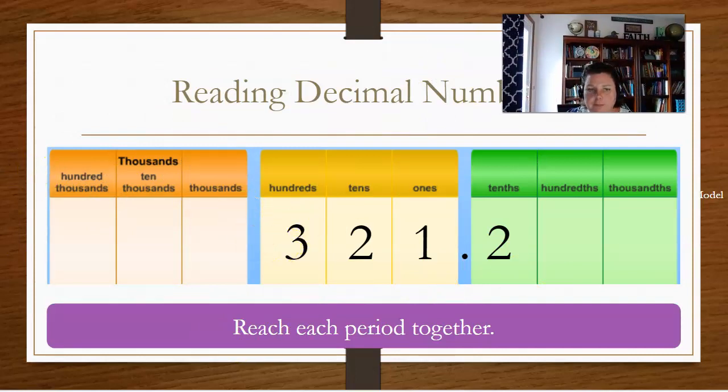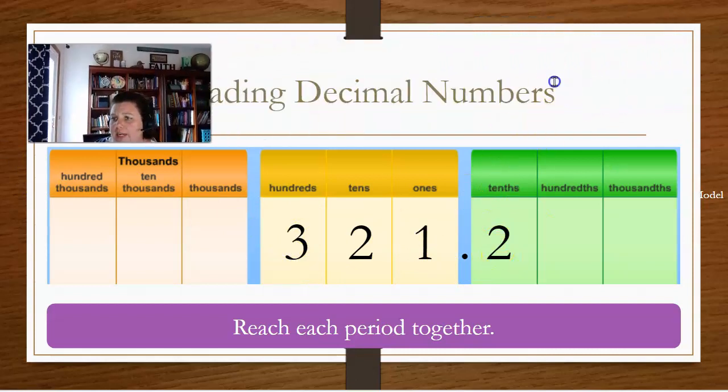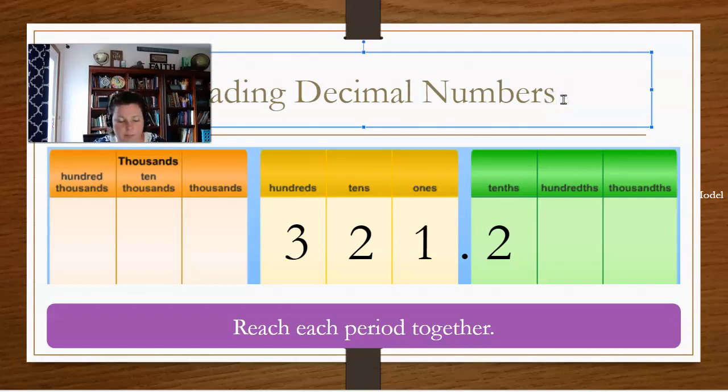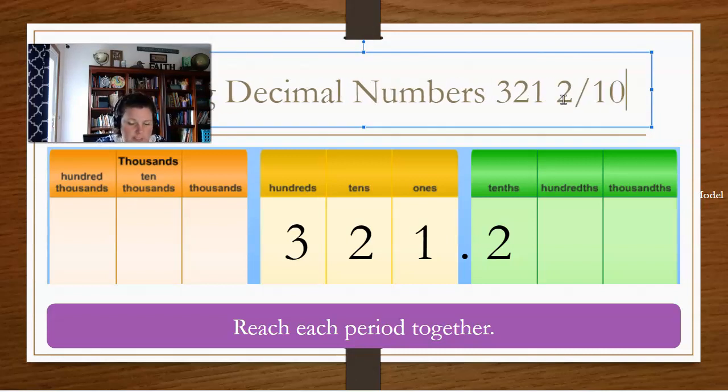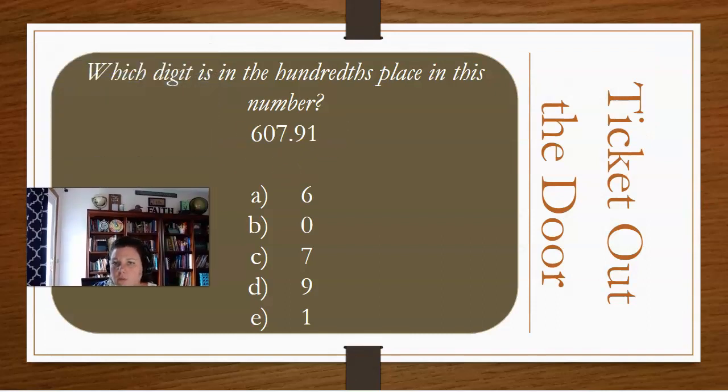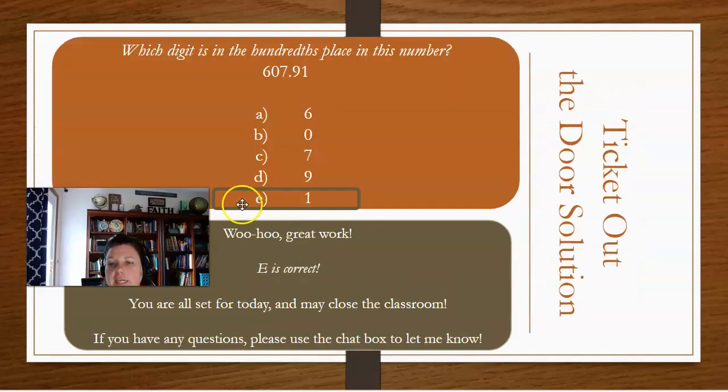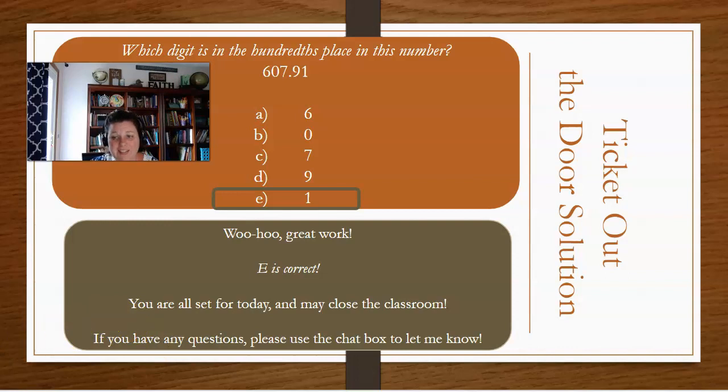So we have 321 and 2 tenths. Put that into a fraction, that would be the whole number, 321 and 2 tenths. Okay. Last one, which digit is in the hundredths place in this number? 607 and 91 hundredths. If you said E, you were correct.